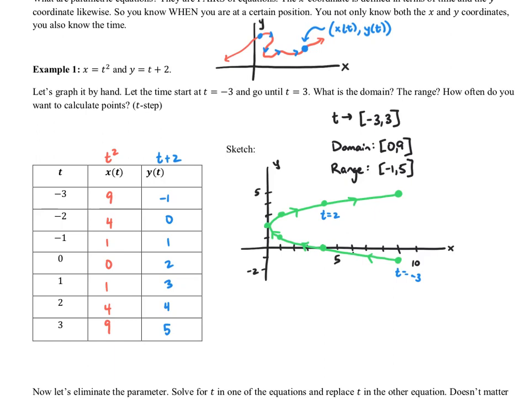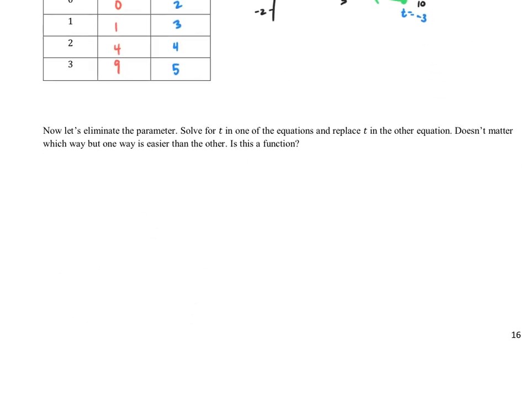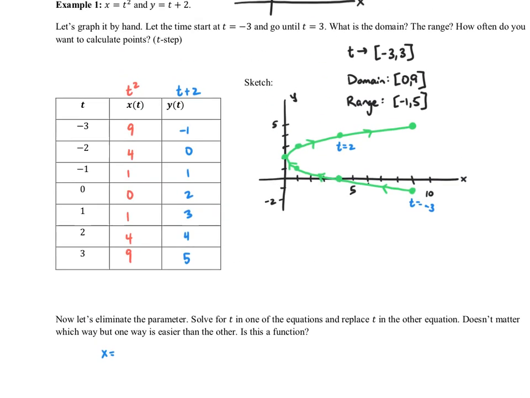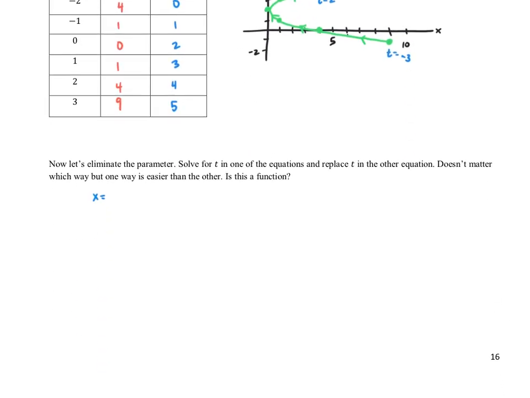Okay, now what we're going to do is a little bit strange, but you'll see that it's actually really easy algebraically. We're going to eliminate the parameter. What that means is that right now we have three variables: x, y, and t. So I have x equal to t squared, y equal to t plus 2. I have three variables, and I want to get down to 2. I want to eliminate one of them.